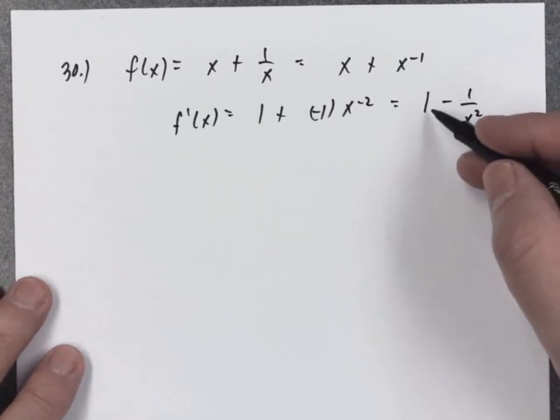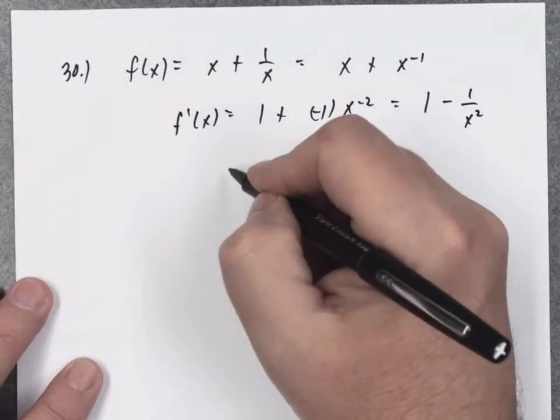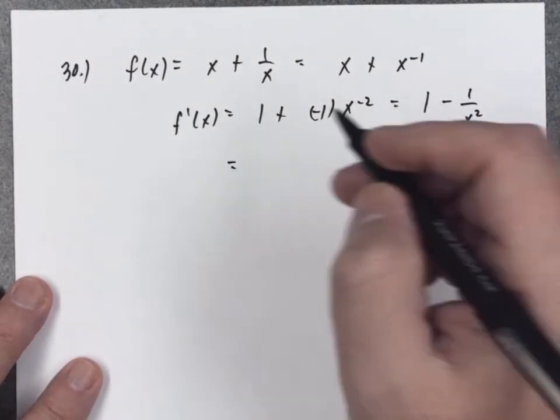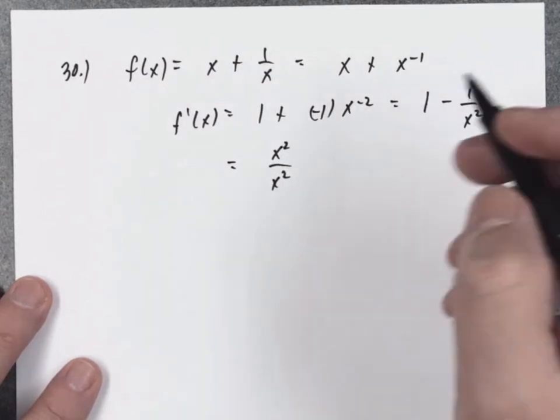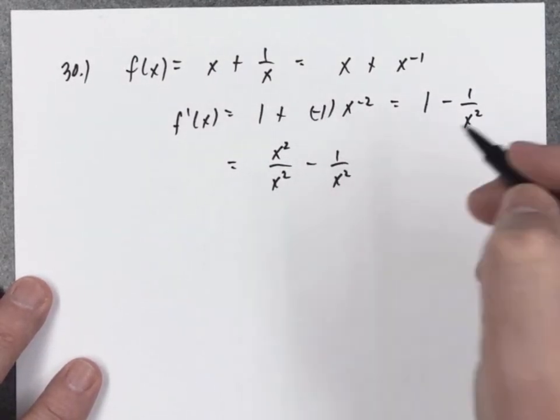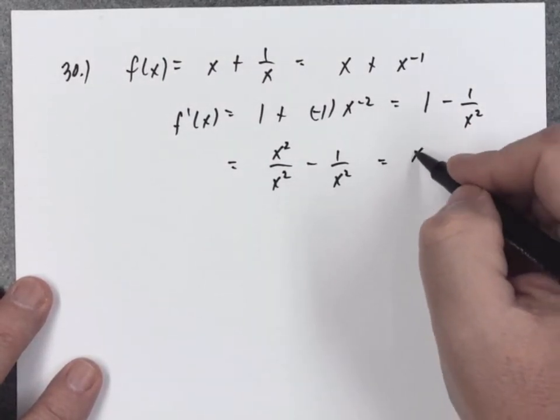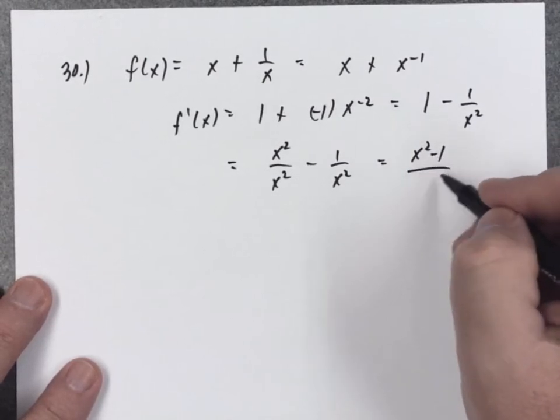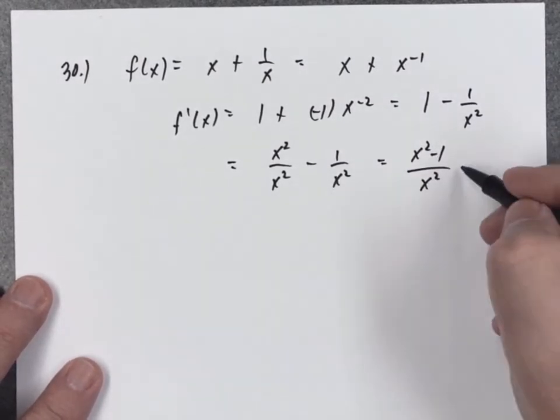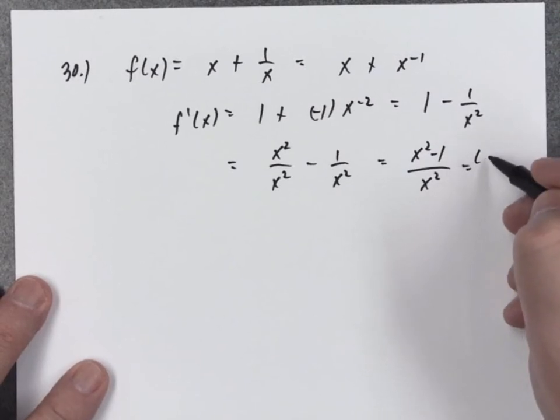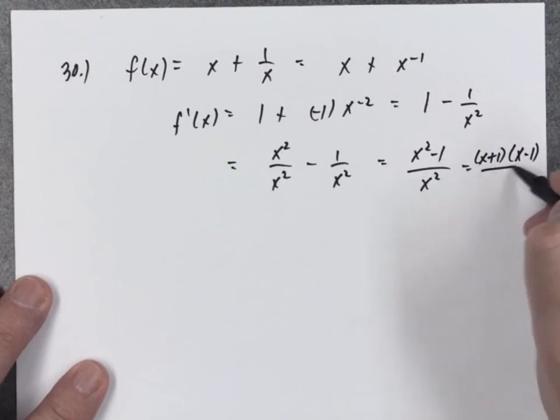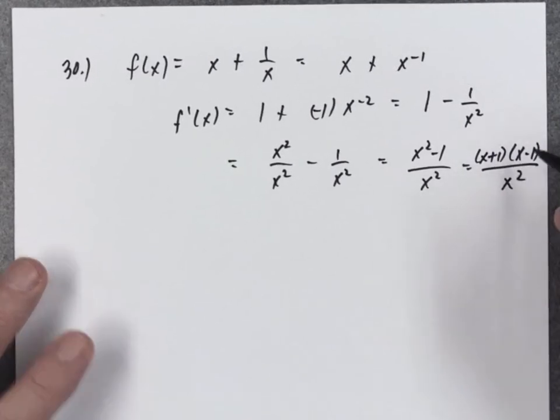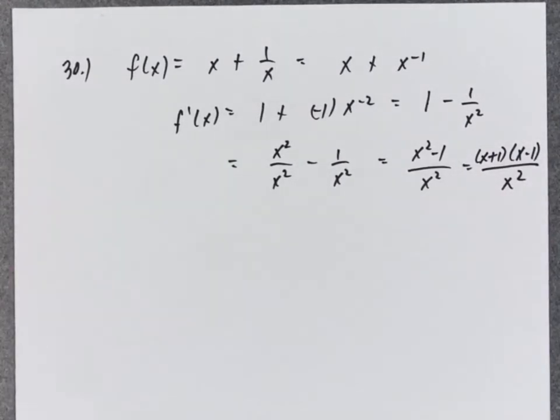Matter of fact, just for fun, I'm going to combine these into one fraction. I need a common denominator. I can rewrite 1 as x squared over x squared, minus 1 over x squared. So now I can write x squared minus 1 over x squared. And just for fun, you'll see later on this makes it easiest. This is a difference of squares. I just did this because I like algebra, and maybe in the long run it'll make this a little easier.